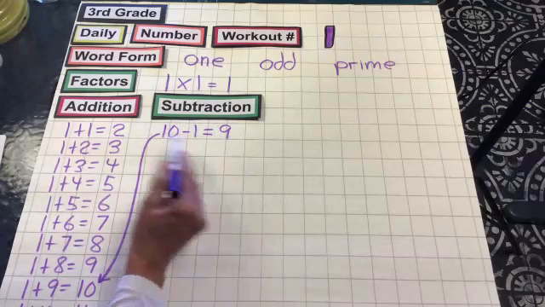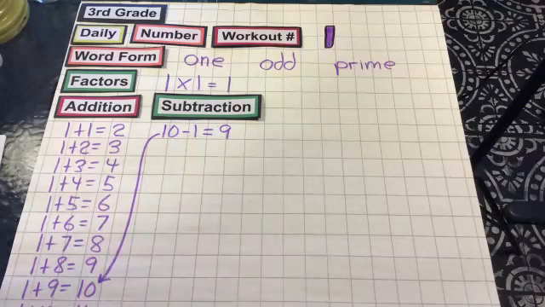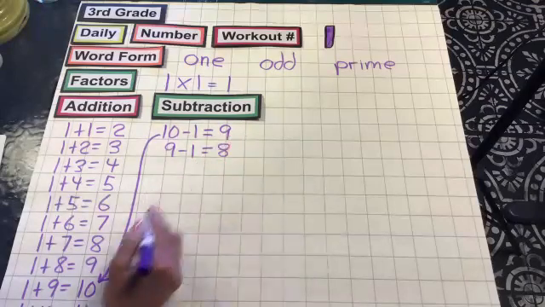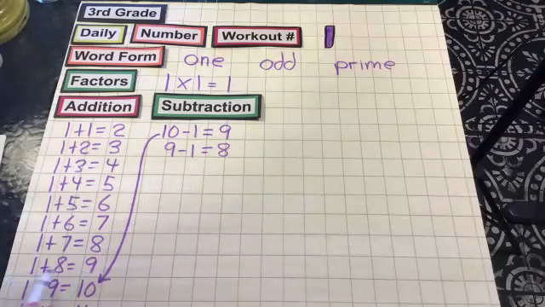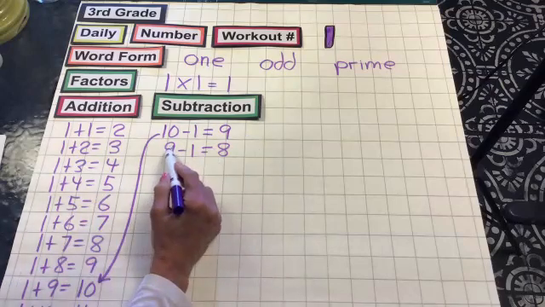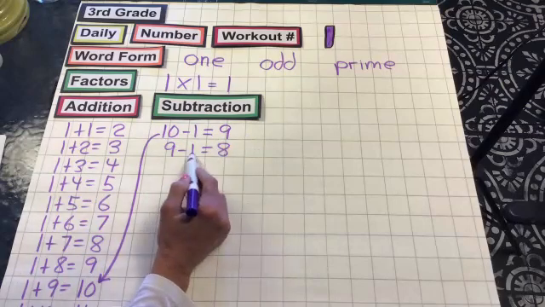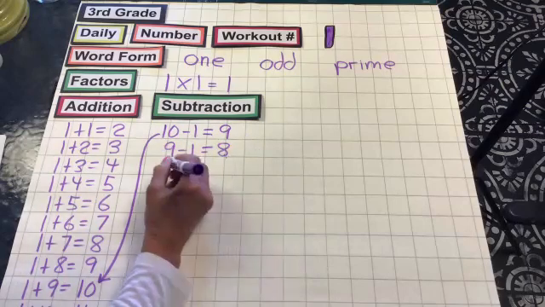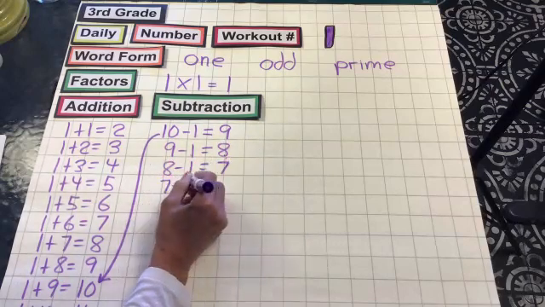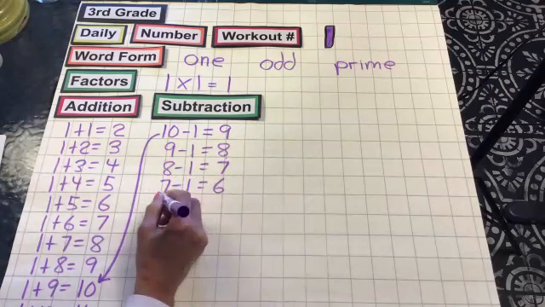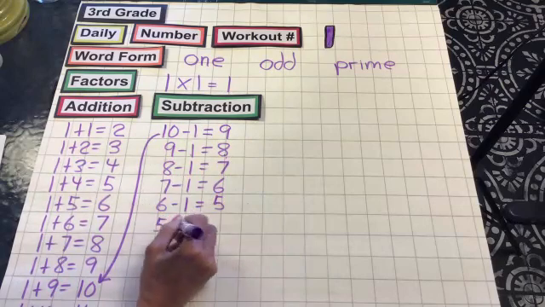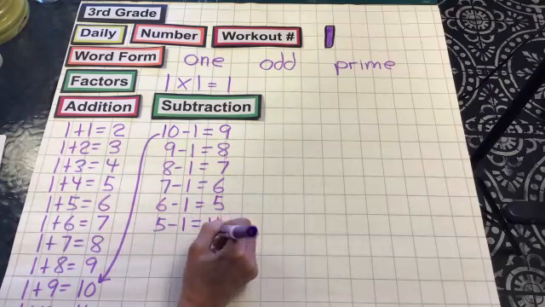So it's juxtaposed. All right, let's do 9 minus 1, which equals 8. And you can find that right here, the 9, and see that 8 and 1 equals 9. So we can say 9 minus 8 equals 1, or 9 minus 1 equals 8. All right, so 8 minus 1 equals 7. 7 minus 1 equals 6. 6 minus 1 equals 5. 5 minus 1 equals 4.